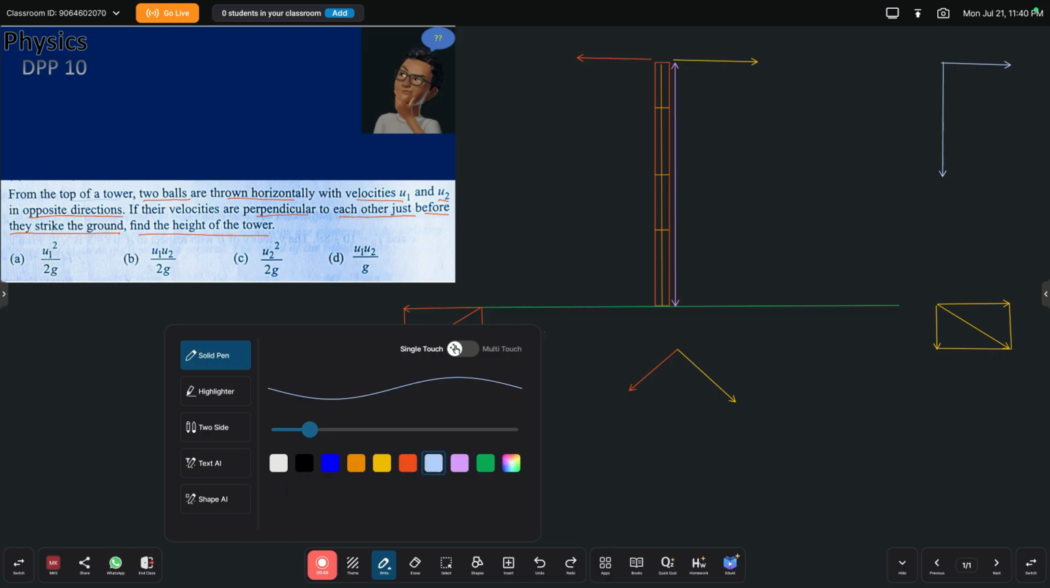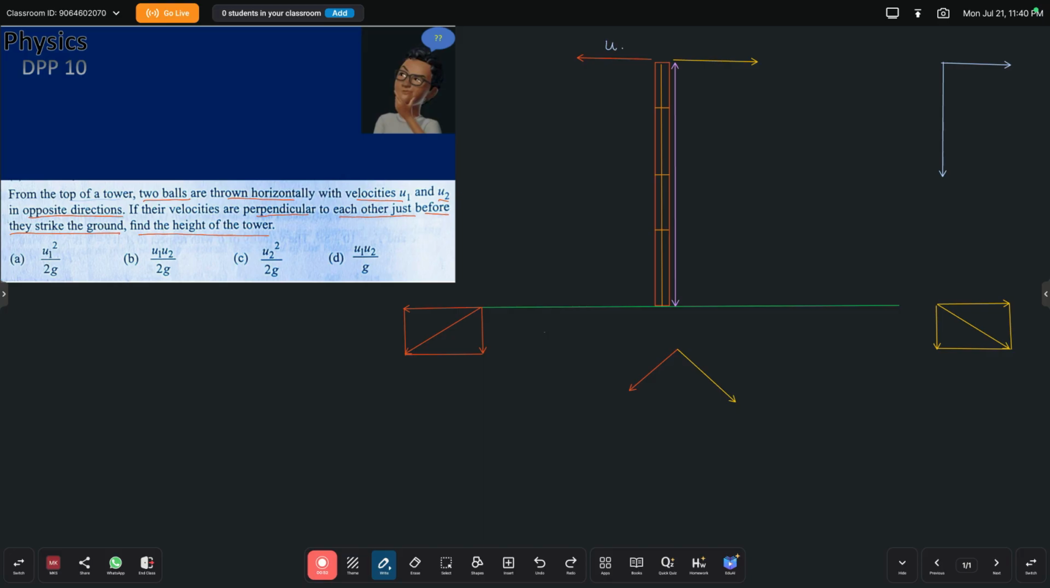So let's say this one was ball one. It has been thrown horizontally in this direction with u1, and the second ball is thrown in this direction with u2. Since the question is talking about their velocities being perpendicular to each other just before they strike the ground.